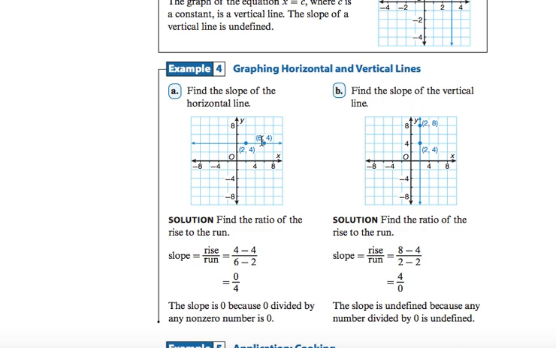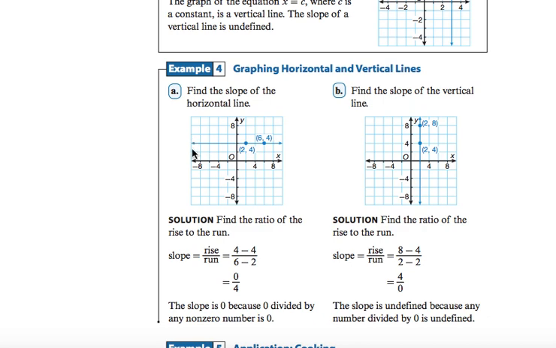Then you're going to take 6 and 2 and subtract those as well. Because this one came first, it's the larger number, so we're going to put that first. 6 minus 2 is 4, so you have 4 minus 4, and 6 minus 2 is 0 over 4. The slope of a horizontal line, this flat line, means it's not going up or down, it's completely flat, so the slope is going to be 0. Make sense?